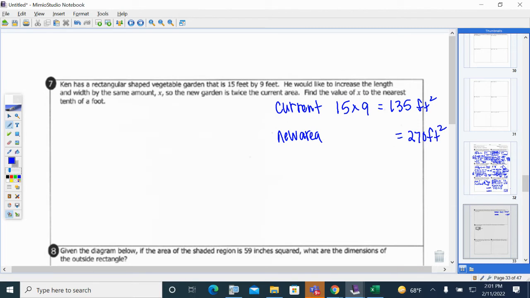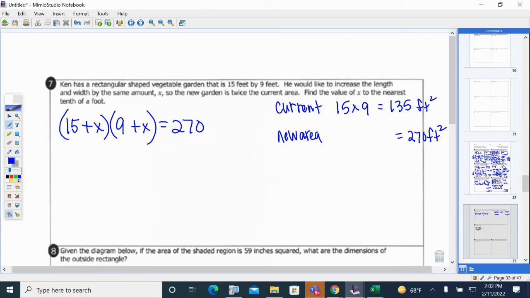The question is, how are we going to set this up? He said he would like to increase the length and width by the same amount. So he wants to add some unknown number to the 15 and the same unknown number to the 9 to get that 270. And there's your equation. So he wants to take the 15 feet and add a value and the 9 feet and add a value. But he wants that new area to be 270 feet, which is double what he had before. So there's your formula or your equation for number 7.